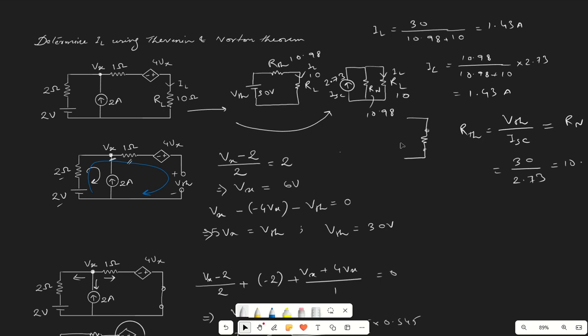So similarly, we can solve any numerical which will contain dependent sources.